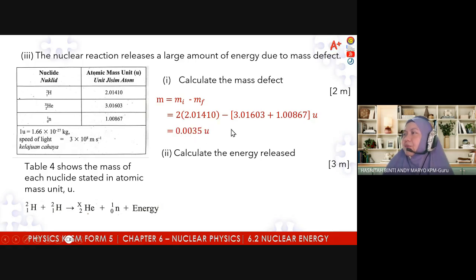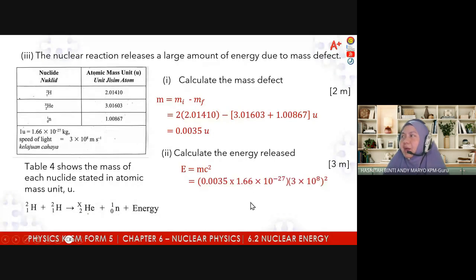0.0035 u. Okay, for this question, they didn't ask you to put in kg, right? So you can leave your answer in atomic mass unit. Or you can also leave it in kg, no problem at all. But then later in question 2, when you find the energy, you still have to convert this into kg. So the answer will be 5.229 times 10 negative 13.